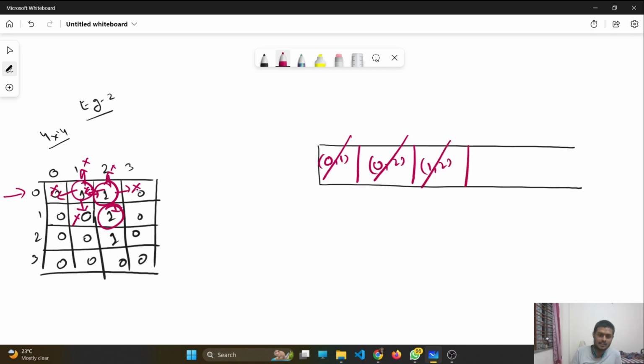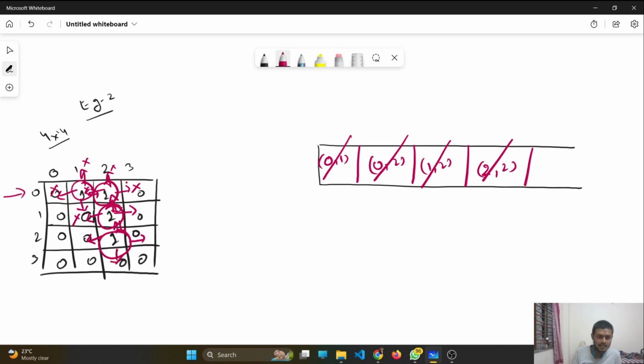Now let's check for this cell. Left there is no land cell, right there is no land cell, top is already visited, bottom we find one land cell. Let's push in 2, 2. Now let's check for this one. Left we don't have any land cell, right we don't have any land cell, bottom we don't have any land cell, top is already visited.